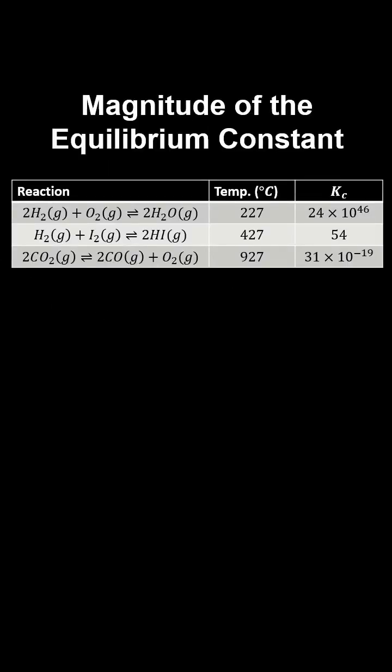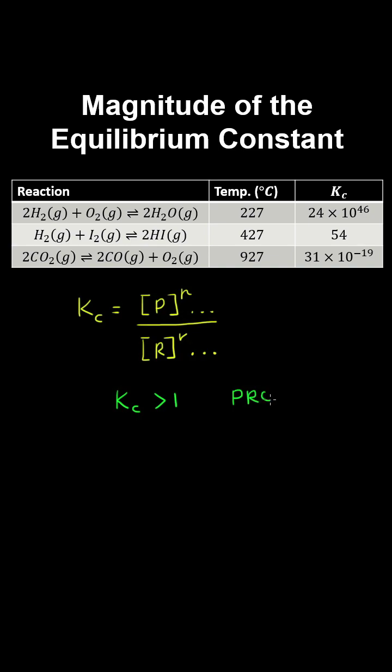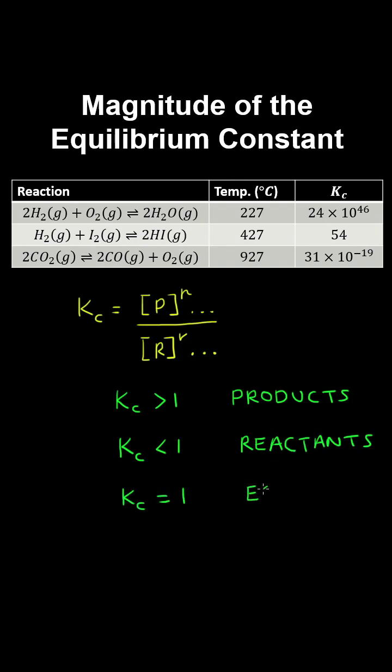The magnitude of an equilibrium constant gives us some information about a reversible reaction. So recall that the equilibrium constant was the ratio of the concentrations of the products raised to their stoichiometric coefficients over the concentrations of the reactants. If the equilibrium constant is greater than 1, then the concentrations of the products will be higher than the concentrations of the reactants when equilibrium is established, and if the equilibrium constant is less than 1, you'll have a higher concentration of the reactants at equilibrium, and if it's equal to 1, then you'll have equal concentrations of the reactants and products.